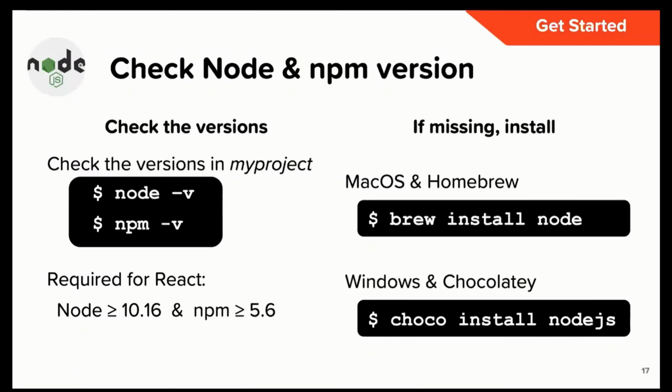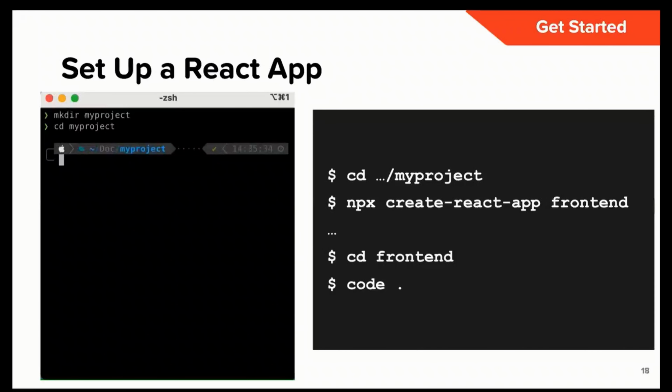So, folks, if you haven't already, make sure that you've got the right Node and NPM versions. You want to make sure that your Node version is over 10.16 and your NPM version is over 5.6. If you're on Mac OS, you can brew install Node using Homebrew. If you're on Windows, you'll use Chocolatey. And then set up a React app.